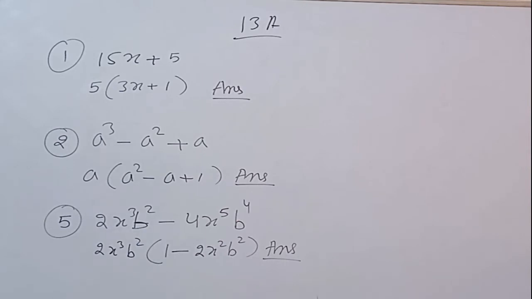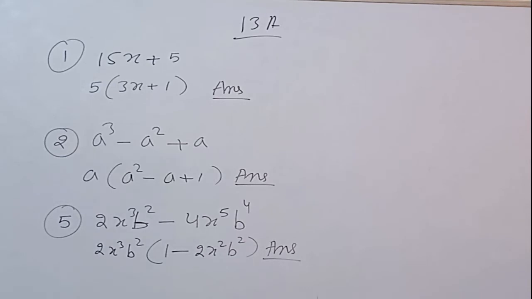Now I am taking question number 2, in which we have a cube minus a square plus a. By inspection we can find easily that a is the greatest divisor, the greatest monomial that can divide each term. Taking a outside, a cube upon a gives a square, a square upon a gives a, and a upon a gives 1. So a in the bracket a square minus a plus 1 is the answer of question number 2.